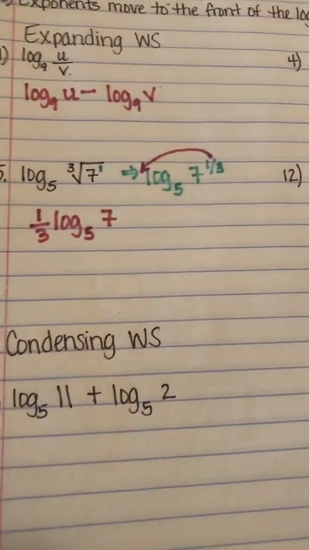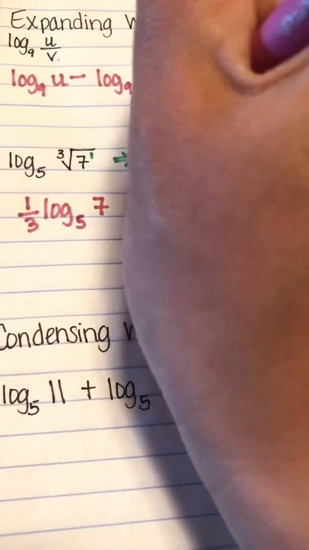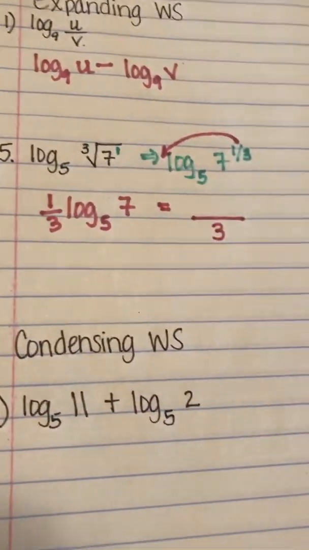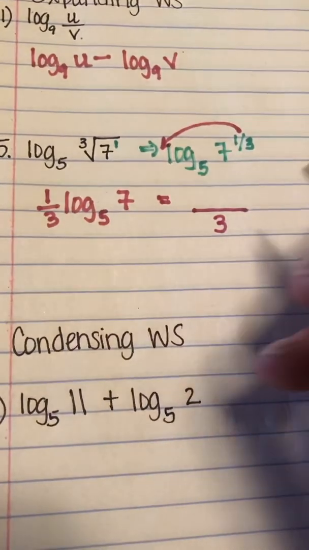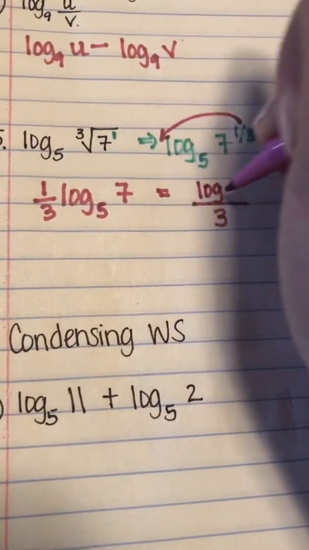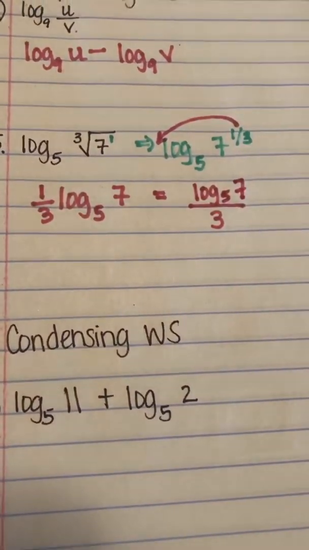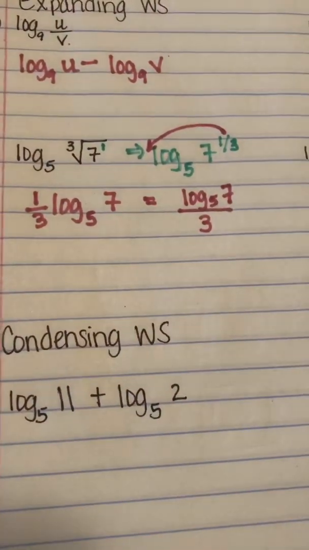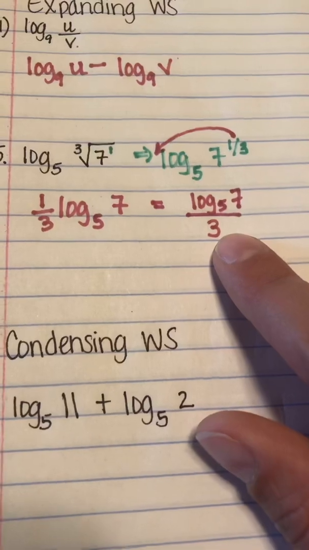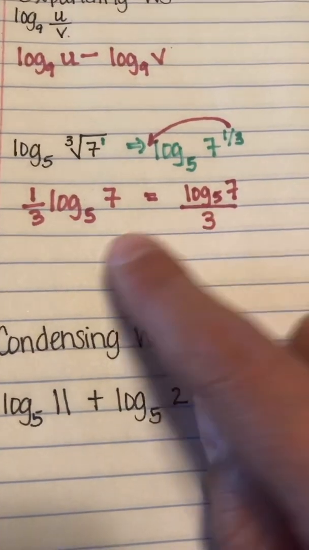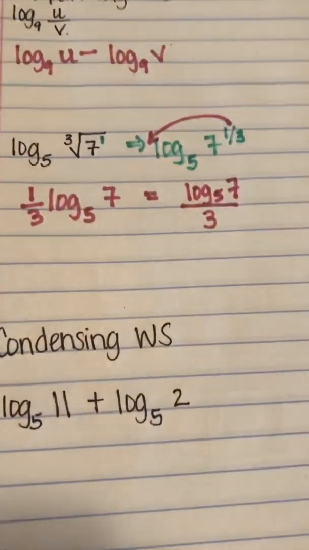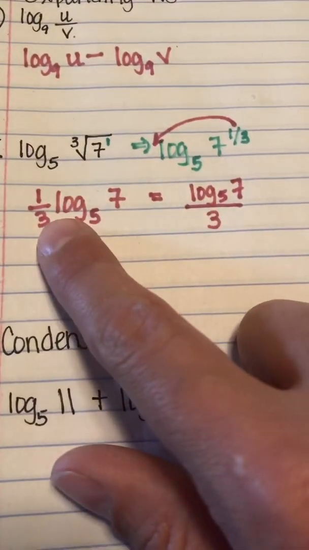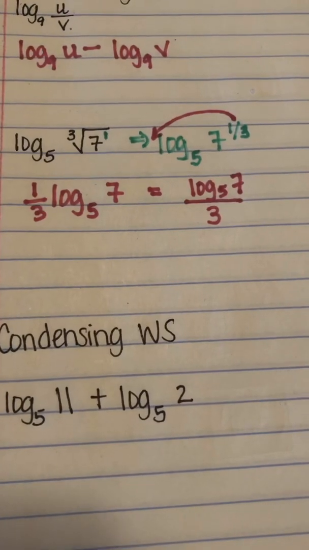Now, another way that you may see it written, so I'm going to write this as well, is a 3 on the bottom for that 1/3, and then log base 5 of 7 on top. So either one of these answers I will take, but you will probably see it most often looking like this, which again just means that it's a 1/3 at the front. So if this was a 2, this would be the same as having 1/2 in front. So that's all it is.